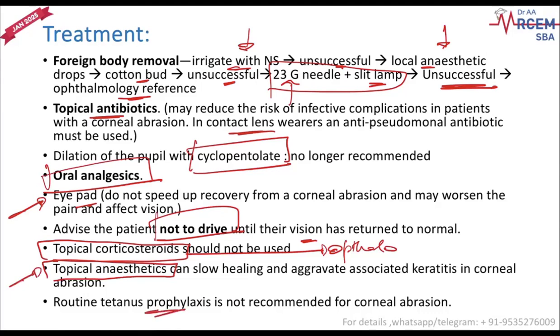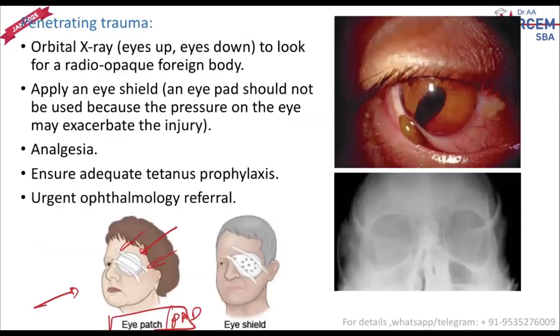What about tetanus prophylaxis? For corneal abrasion, tetanus prophylaxis is not required. Corneal ulceration, yes, it is required.